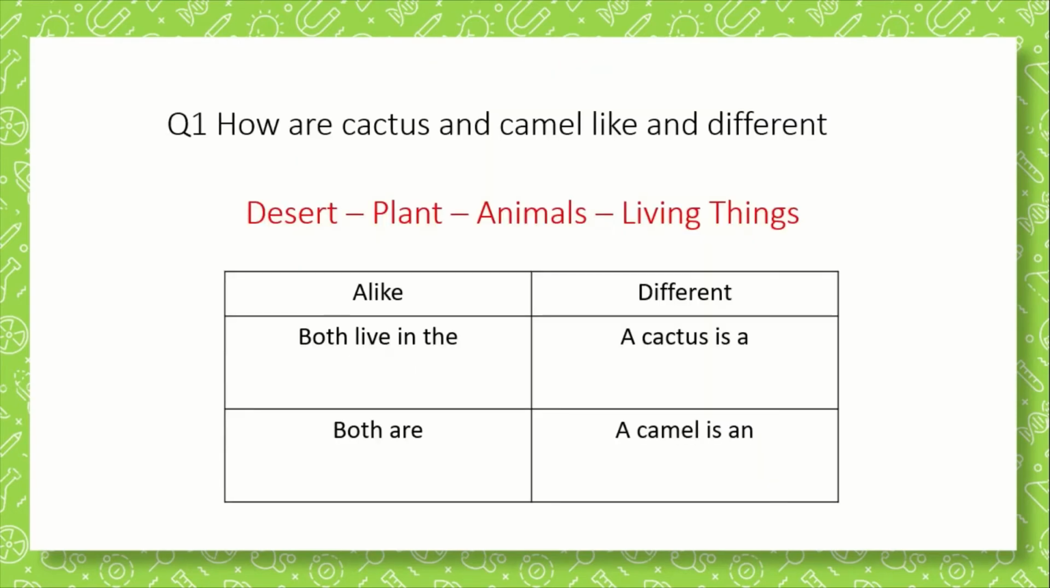Let's solve this question together. How are cactus and camel alike and different? First, what are they alike? Both live in the desert, correct. And they both are living things, correct. Next, what's different between a cactus and a camel? A cactus is a plant, correct. A camel is an animal, correct.